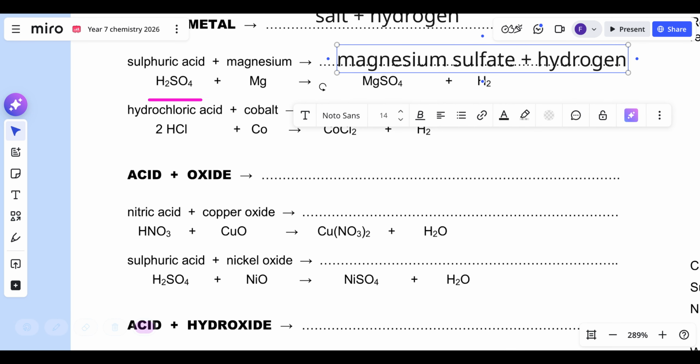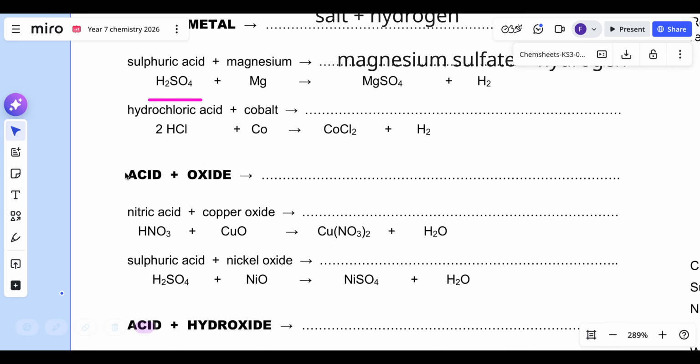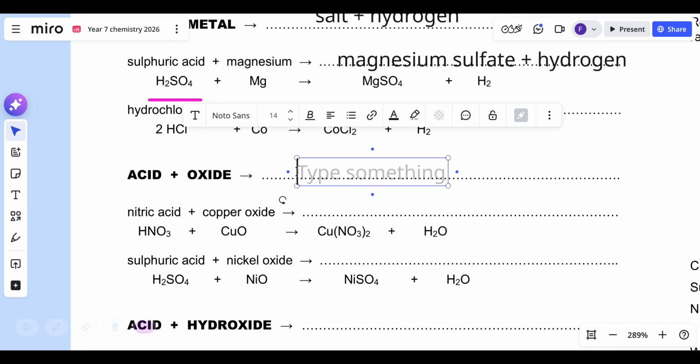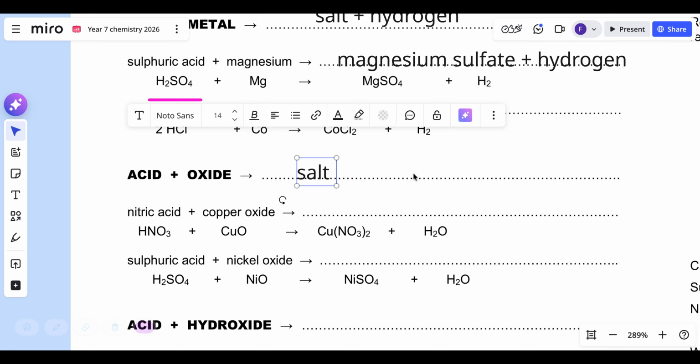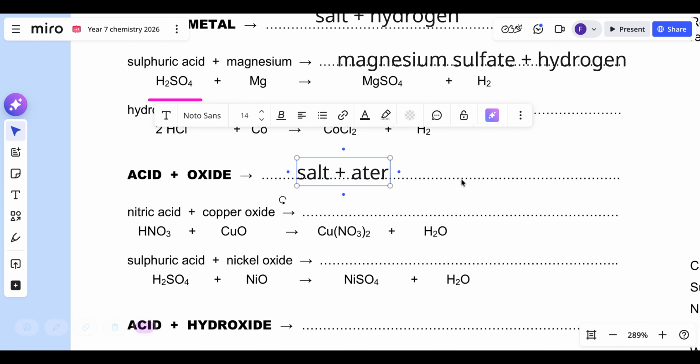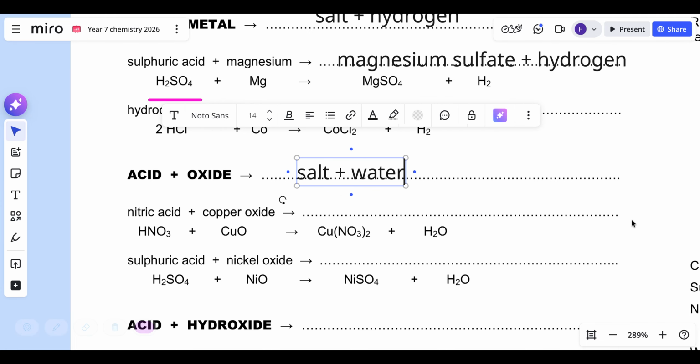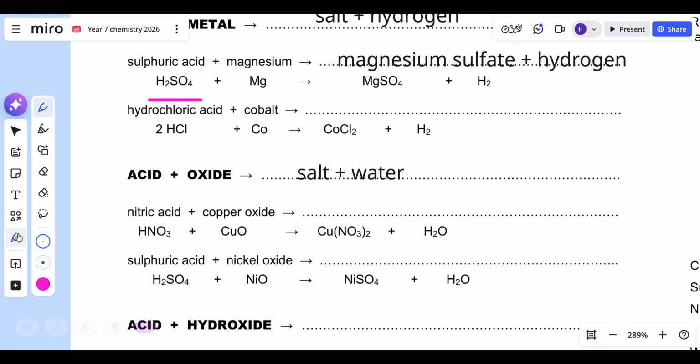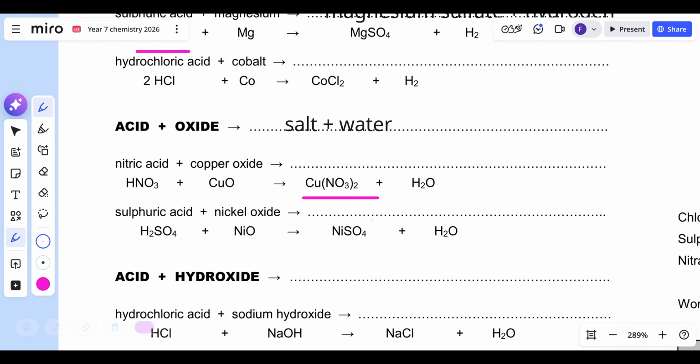I will put in the general equations. Acid and oxide will give you salt and water in words. And your job is to name this. This is copper and nitrogen, copper nite with oxygen, copper nitrate. And those are on the previous sheets that we did last week. All right.